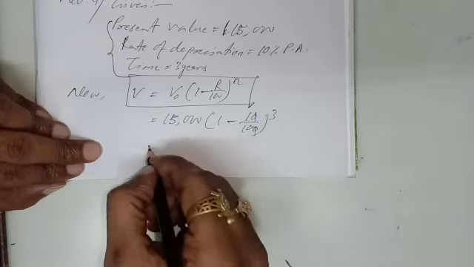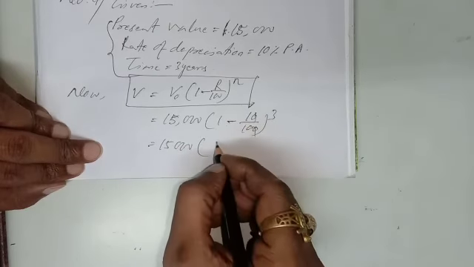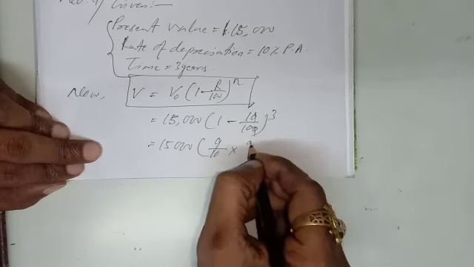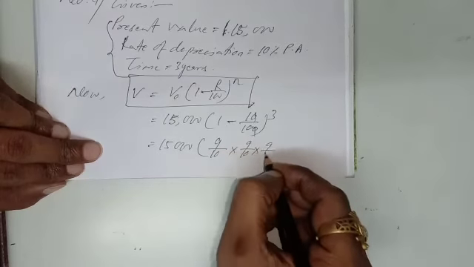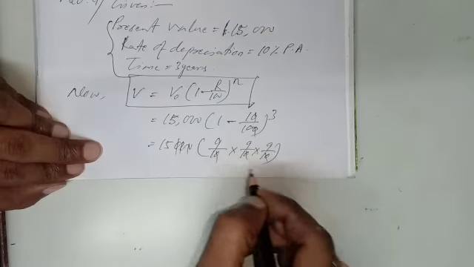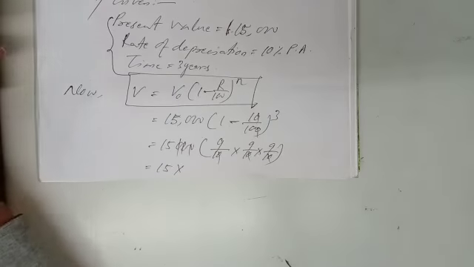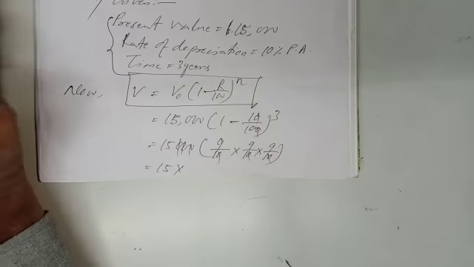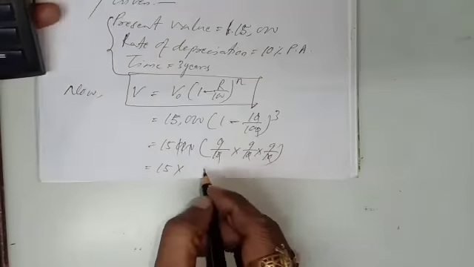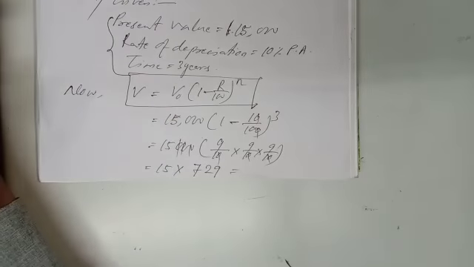1 0 cancel. It is coming 15,000. 10 minus 1, that is coming 9 by 10. You have to write 3 times 9 by 10, again 9 by 10, again 9 by 10, because whole cube is given, and 3 0 will be cancelled each other. What is left? 15 into 9 9 9. If you multiply 9 three times, what will you get here? 9 into 9 into 9. How much getting? 729. If you multiply 729 into 15, how much getting?